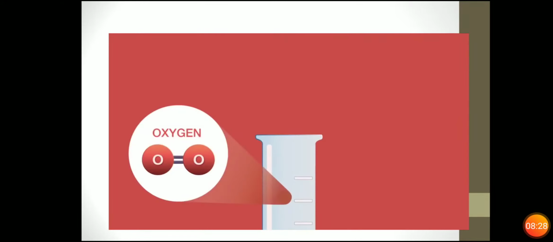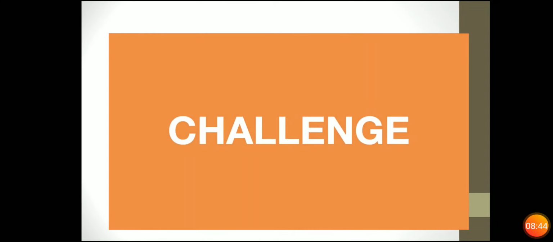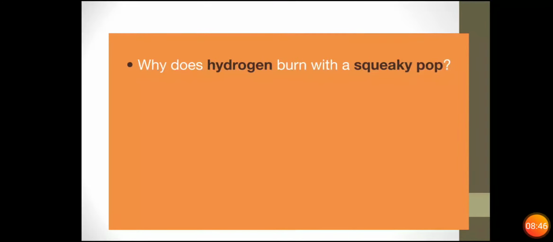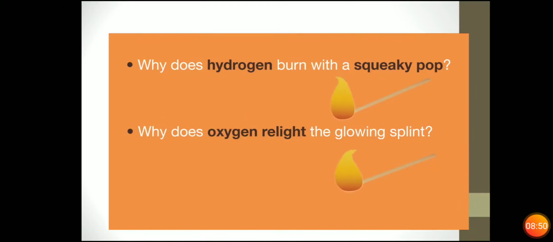To test for oxygen, place a glowing splint at the mouth of the reaction vessel. Keep in mind that the splint should be glowing, not lit. A glowing splint relights in the presence of oxygen. Why does hydrogen burn with a squeaky pop? Why does oxygen relight the glowing splint?